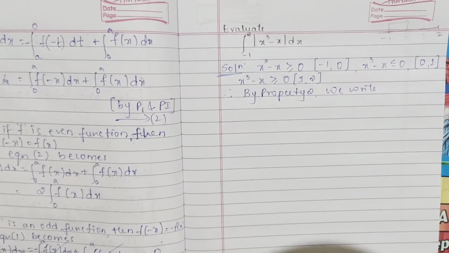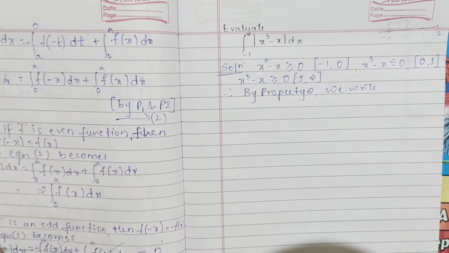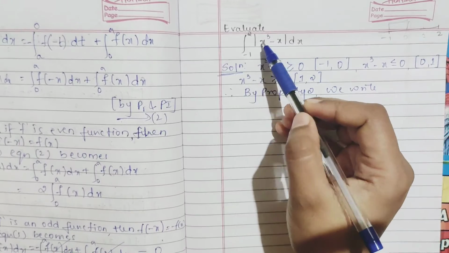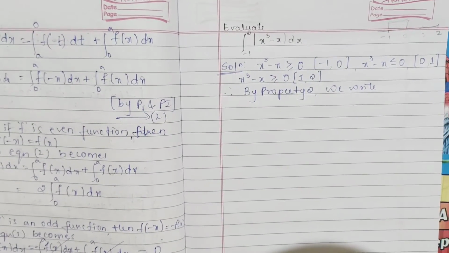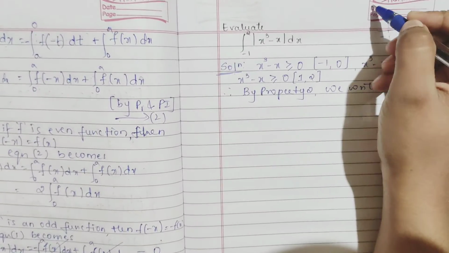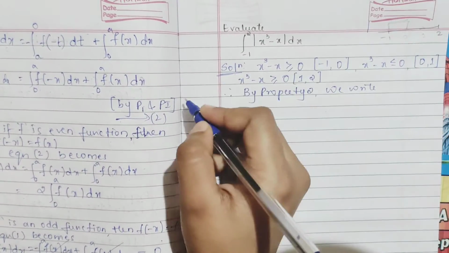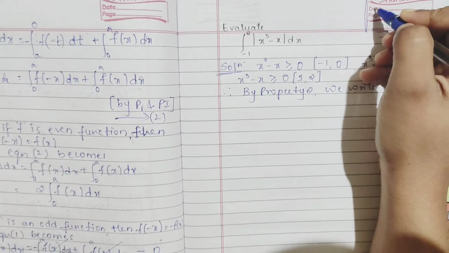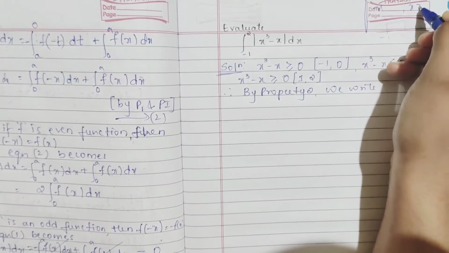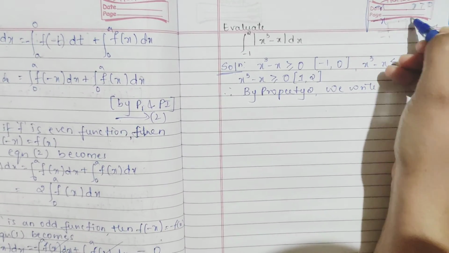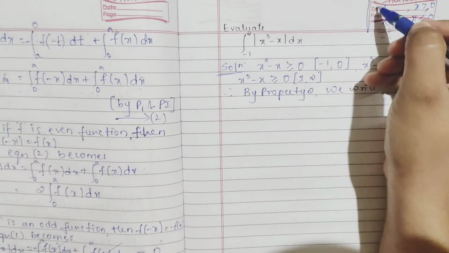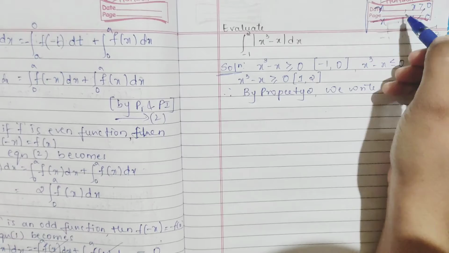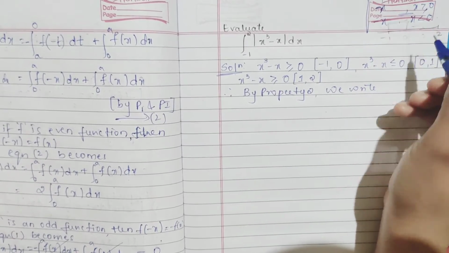So, we have taken an exercise. See, integration of mod of x cube minus x dx from minus 1 to 2. So, when it is a mod, you already know, right? Already we have studied. It is x if x is positive, minus x if x is negative, right? We have studied this mod, how it is split: x when x is positive, minus x when x is negative.